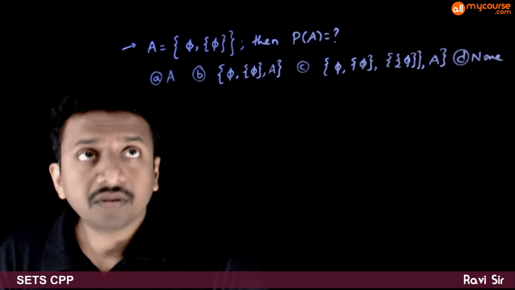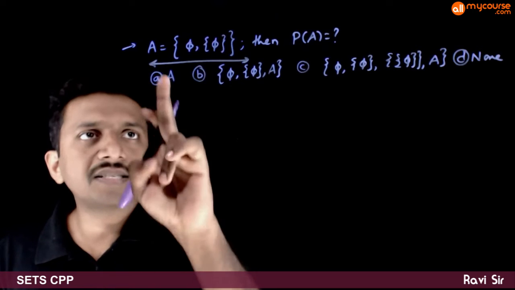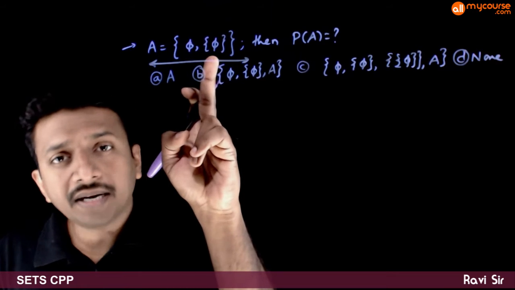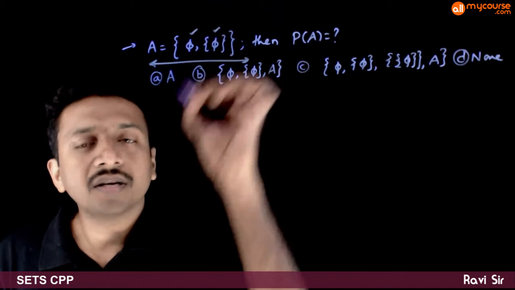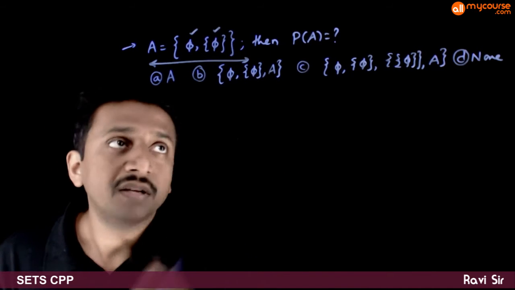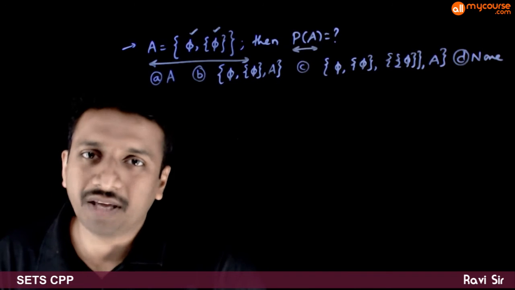In this question, we are given the set A. So A is the set containing 5 and the set containing 5. So there are 2 elements in the set A. You are asked to find P of A, that is the power set of A.